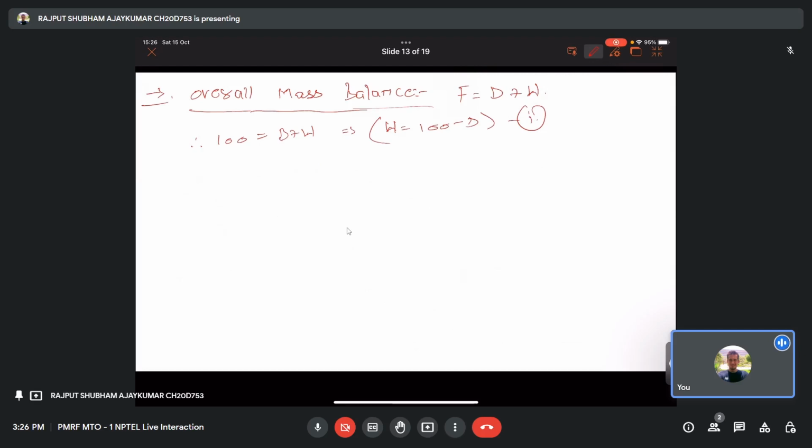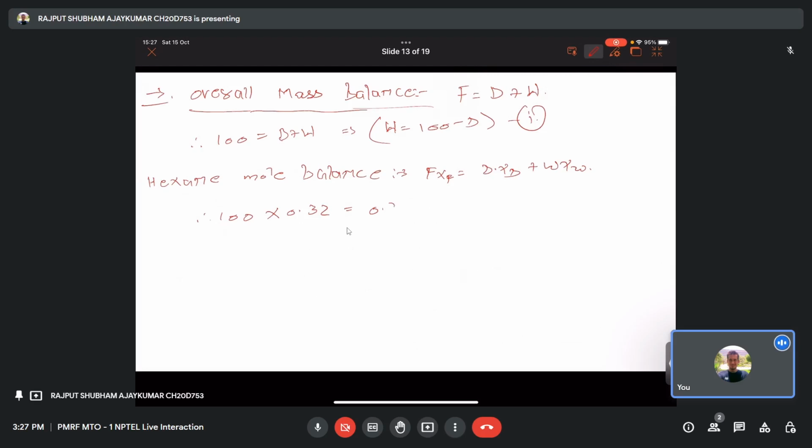So we are given three components, n-hexane, n-heptane, and n-octane. First of all, we carry out the hexane mole balance. So F into XF equals D into XD plus W into XW. F is given to us as 100, and hexane in the feed is given as 0.32. It's equal to distillate. So we have written D in terms of W, we can also write W in terms of D, right?